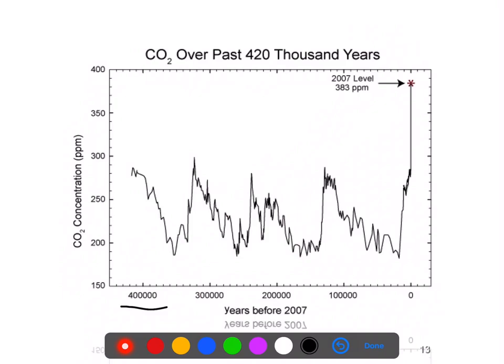So what do they look like? All right, here it is. If we went back close to 500,000 years, we would see that the CO2 levels are here. They're under 300 parts per million. And then what happens? CO2 levels decline. These are associated with ice ages. And then CO2 levels climb up again, right?